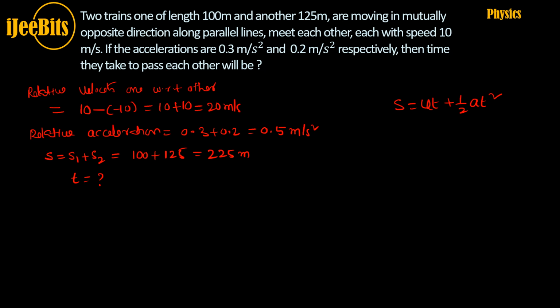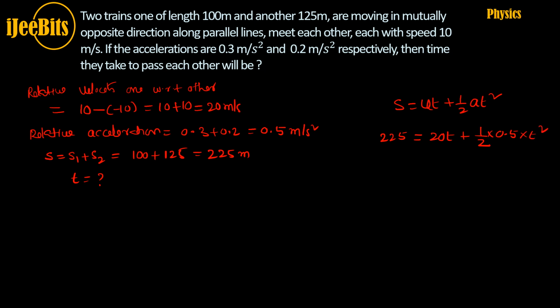Alright. So what is the S value? 225. And what is the U value? 20. So you would say 20T plus F. Acceleration A is 0.5 into T square.